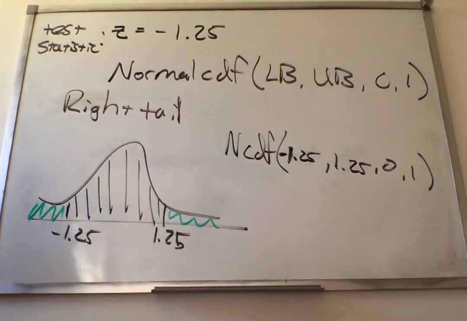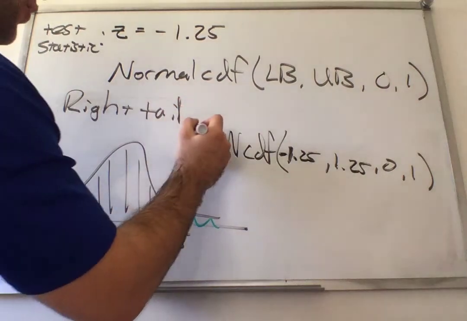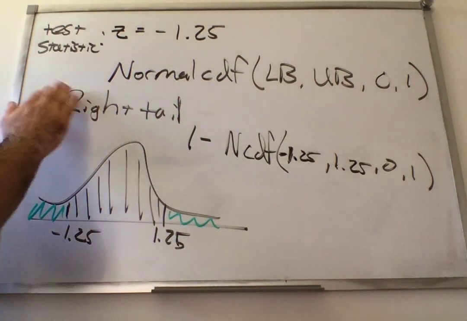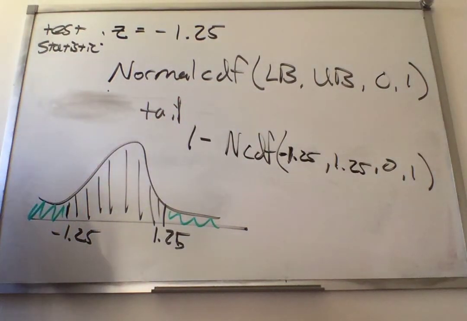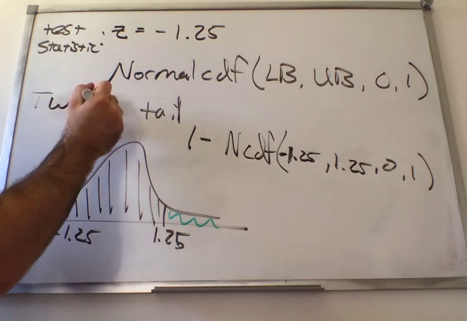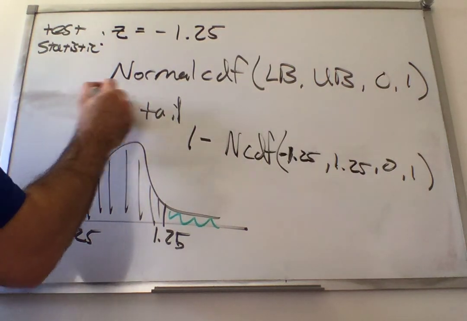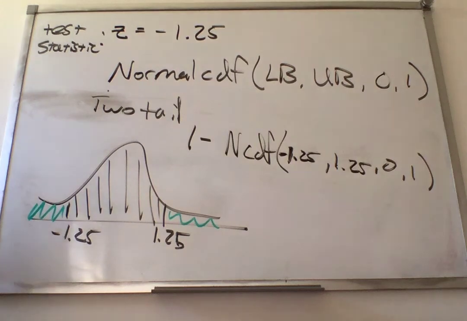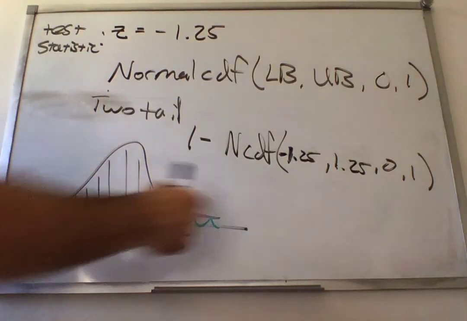So what you can do is use the complement rule and do 1 minus that, and this would be a two-tail test. I just put it right there. This would be a two-tail test, okay? You get both ends of the tails.